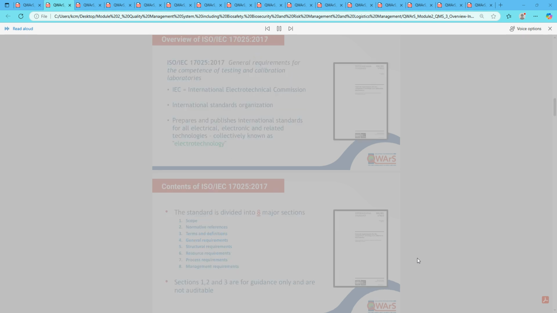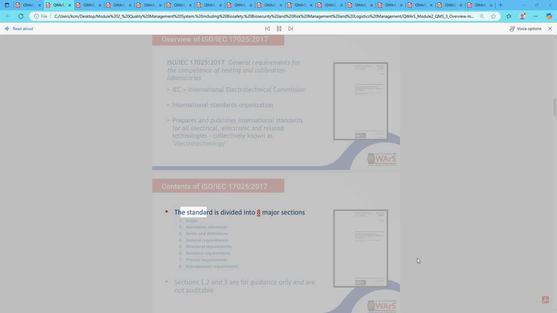Overview of ISO/IEC 17025:2017, General Requirements for the Competence of Testing and Calibration Laboratories. IEC equals International Electrotechnical Commission. The International Standards Organization prepares and publishes international standards for all electrical, electronic, and related technologies, collectively known as electrotechnology.